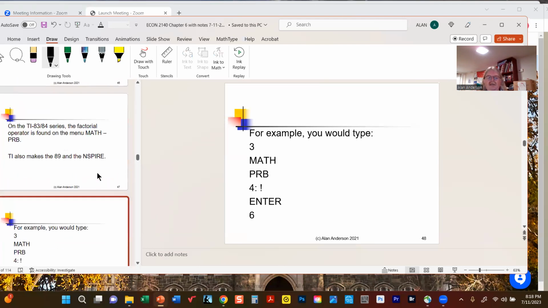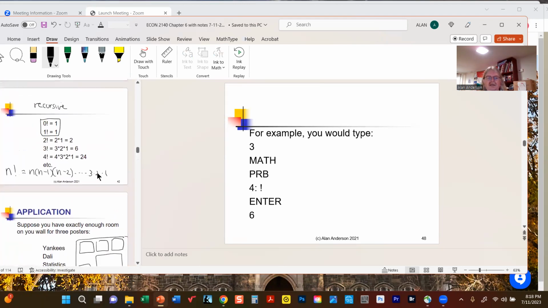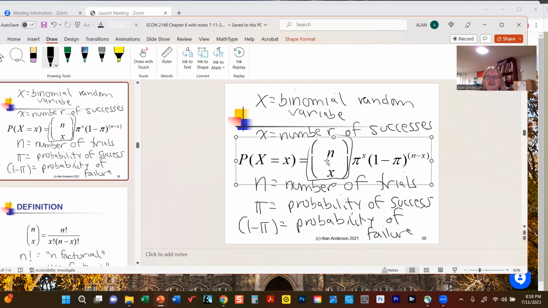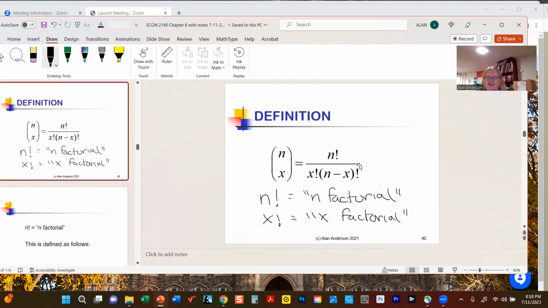Now, I did say, though, that in this binomial formula, this circle term is not just a factorial, but it's n factorial over x factorial times n minus x factorial. That whole expression has its own interpretation. Although it consists of factorials, the entire term has its own unique interpretation.